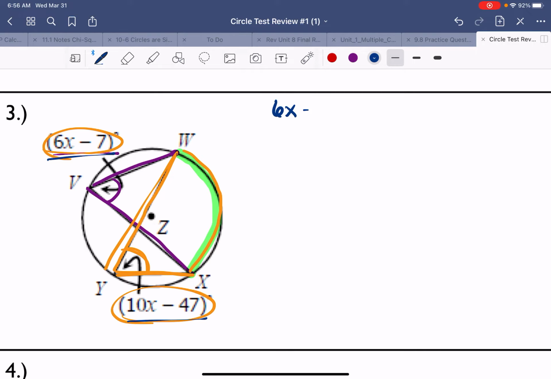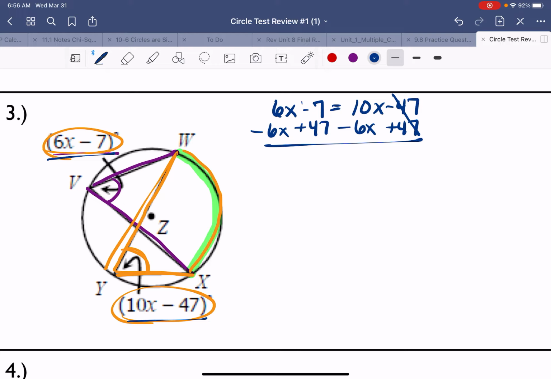So I have 6x minus 7 is equal to 10x minus 47. And now I'm just going to do my algebra. I'm going to add 47 to both sides. At the same time, I'll subtract 6x from both sides. Those cancel. And now I have 40 is equal to 4x. And then I divide both sides by 4. And then I get x is equal to 10.